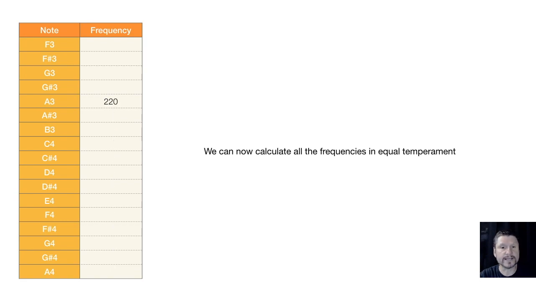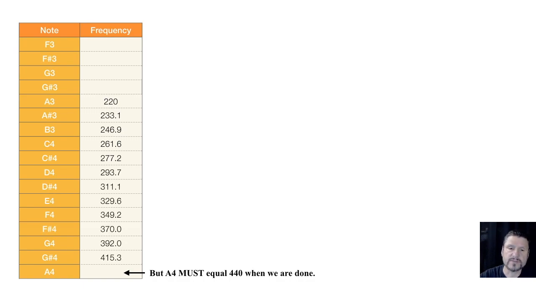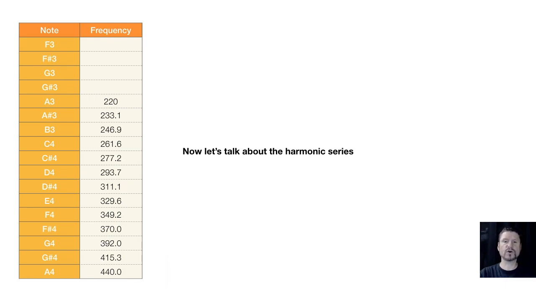So let's try it. As we calculate all these frequencies, when we get to A4, it has to equal 440, or else the system is not working. So as we multiply each frequency by the 12th root of 2, we get up to A4, and indeed it equals 440. So this system works.